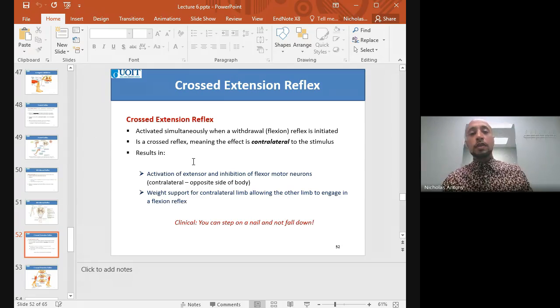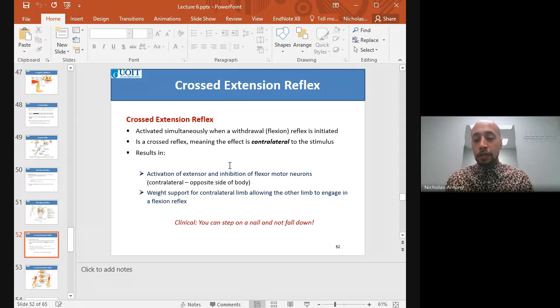So what happens with a withdrawal reflex, when it happens in the lower limb, is you get an automatic reflex of activation of the extensor muscles in the opposite leg. In that reflex, you get flexion or withdrawing of the painful leg, and then you get extension, or the weight put on the good leg. So with the withdrawal reflex, you automatically get a crossed extension reflex. You get a crossing of that reflex to activate the extensors of the opposite leg.